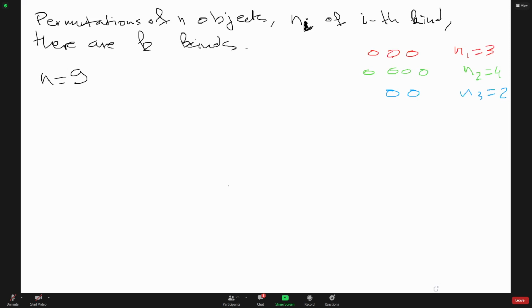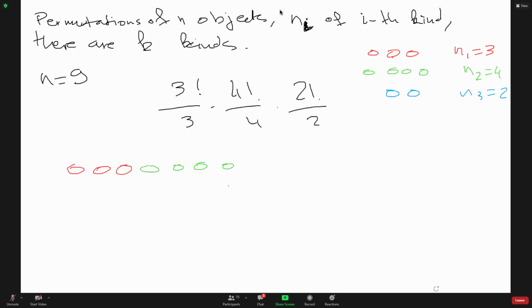Can I answer? Yes. I think the result is 3 factorial over 3 multiply 4 factorial over 4 multiply 2 factorial over 2, because they are the same, and we need to consider that when we permute them, we cannot distinguish between them. Okay, but how do you? Okay, let's take one of these. So one of these permutations is this. Right?